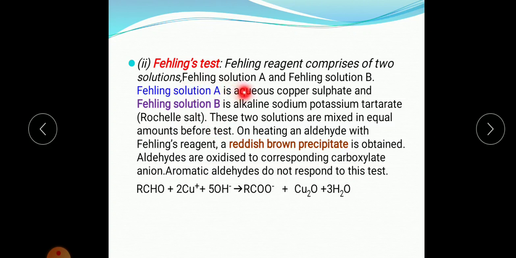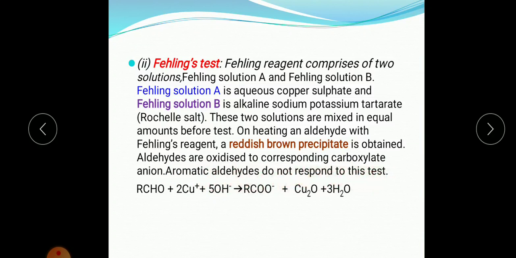Now, this Fehling solution A and Fehling solution B are mixed in equal amounts. For example, we can mix 50 ml of each. That will be known as Fehling solution. Now, on heating an aldehyde with Fehling's reagent, a reddish brown precipitate is obtained. Aldehydes are oxidized to the corresponding carboxylate anion. Aromatic aldehydes do not respond to this test.